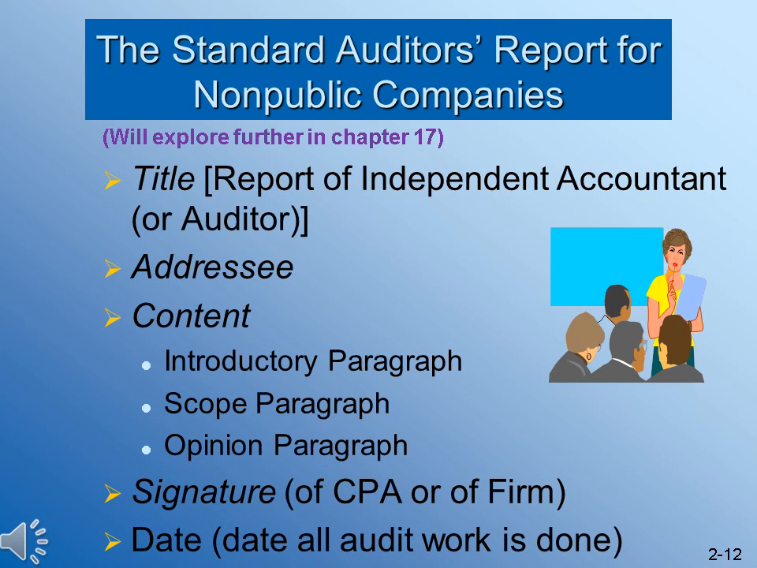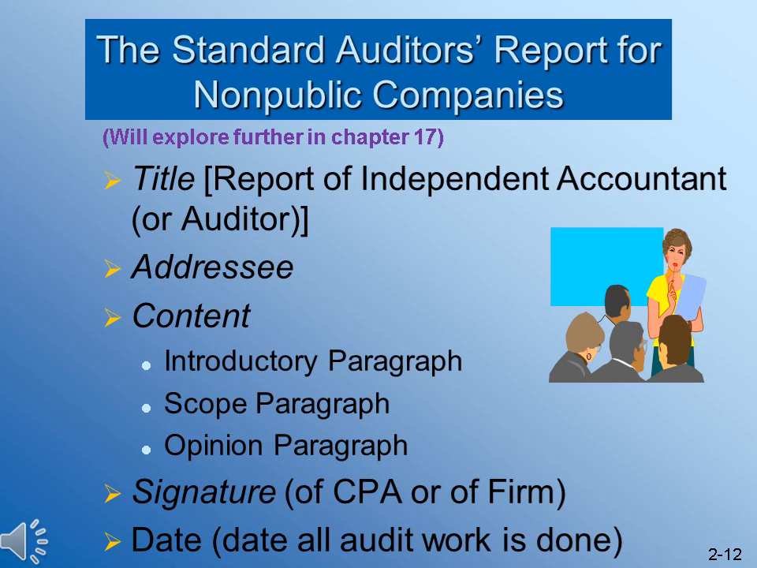The end product of an audit of a business entity is a report expressing the auditor's opinion on the client's financial statements. The content of the auditor's report varies somewhat depending on whether it results from the audit of a non-public or public company. Let us first take a look at the standard report for a non-public company.